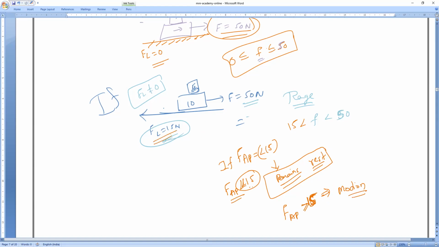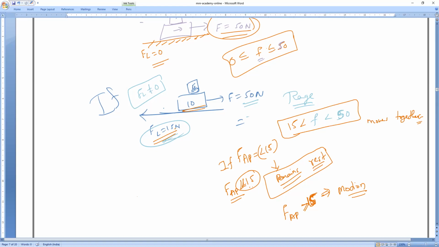So they will move together between the range of what? If limiting friction is there, then they will move together in a range. Between where to where, guys? They'll move from 15 to 50. Understand? If it is 0, then 0 to 50. If limiting friction is 15, then 15 to 50. If limiting friction is 5, then 5 to 50. In that force range, both bodies will move together.